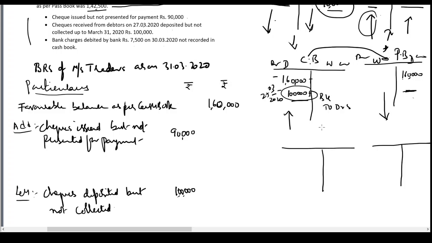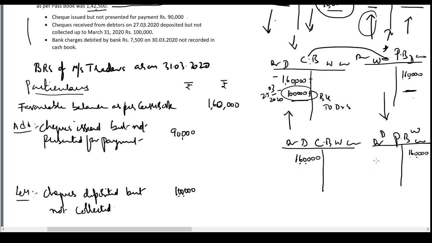Next, bank charges debited by the bank, rupees 7,500 on 31st March 20, not recorded in the cash book. Let us take a separate working note now. Cash book, passbook, debit, credit. I'll again write deposits here, withdrawals here, deposits here, withdrawals here. 1,60,000, 1,60,000. Now if somebody asks me, can I write 1 lakh here and 1 lakh here and start? Yes, you can write. If you say 5 lakhs here and 5 lakhs here, yes, you can write. The side is important. Which side you are starting, that is important, and you have to keep both the sides equal. It's just for the sake of understanding.